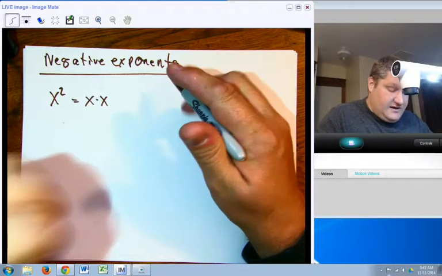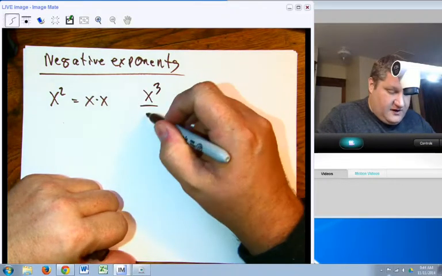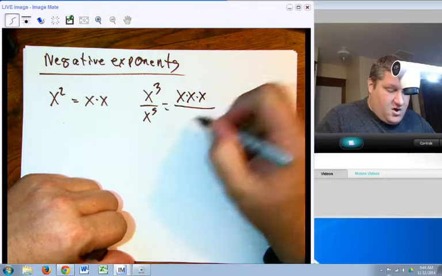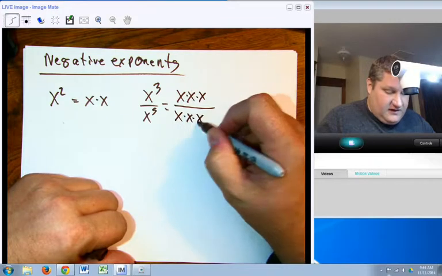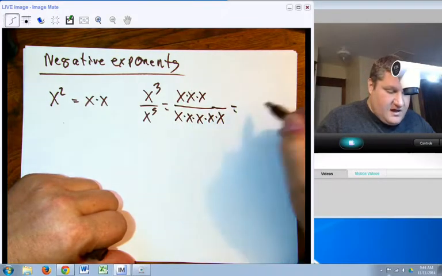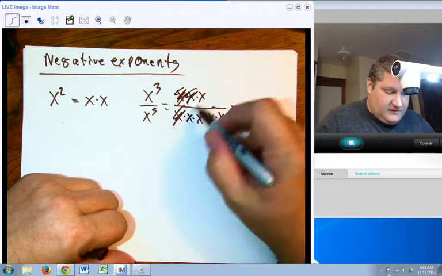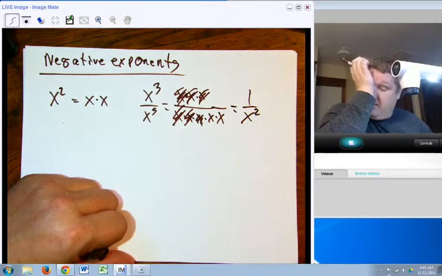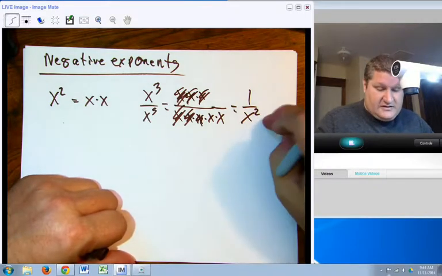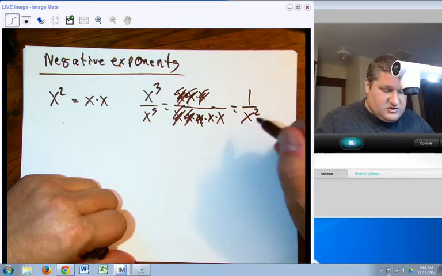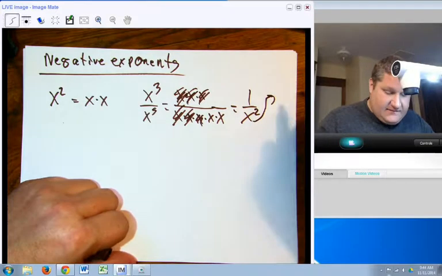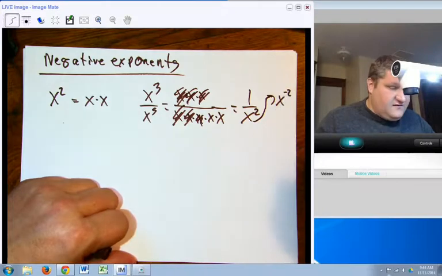Now, if I had, say, x cubed over x to the fifth, well, that would be x times x times x all over x times x times x times x times x. And in this case, cancel, cancel, cancel, cancel, cancel, cancel. I would be left with 1 over x squared. Now, the problem is I don't really love putting x squared in the denominator. I don't like having my variables in the bottom. Wouldn't it be cool if I could move it to the top? Well, you can. That's where you get x to the negative second.